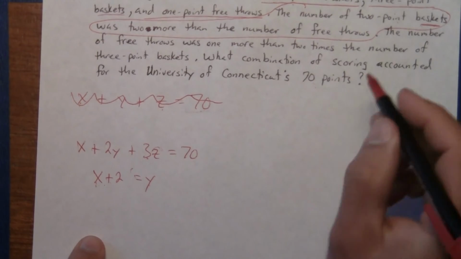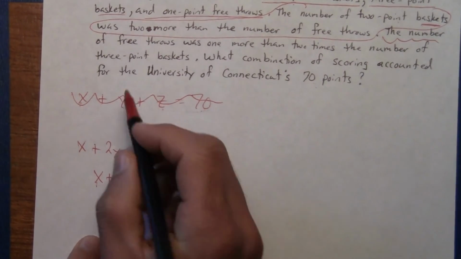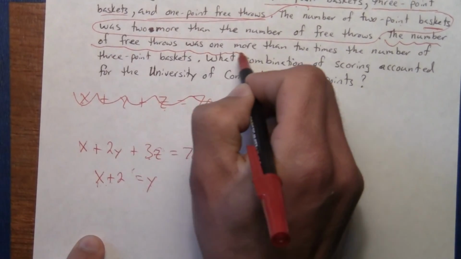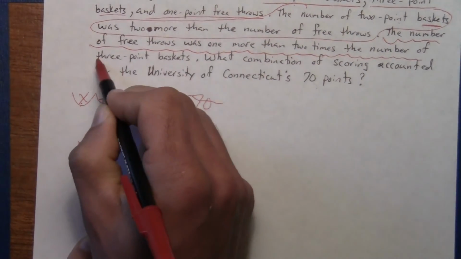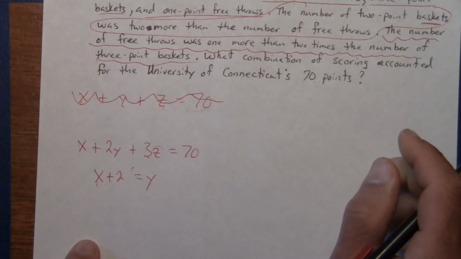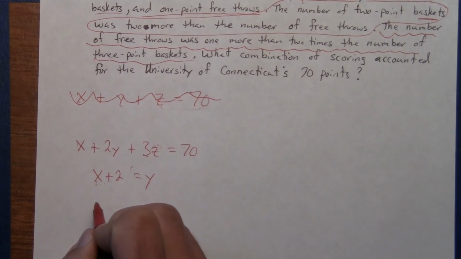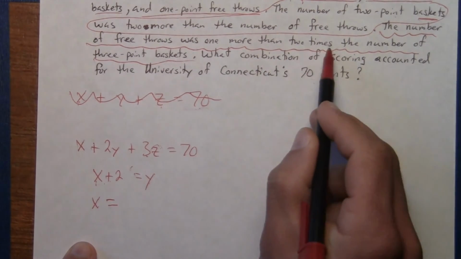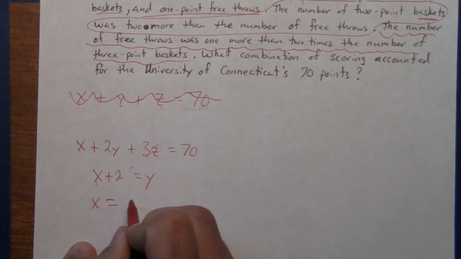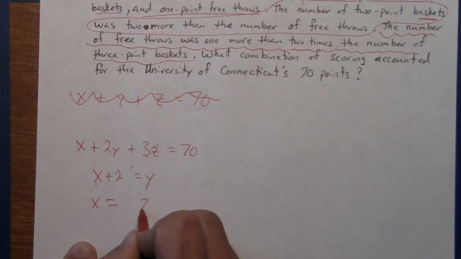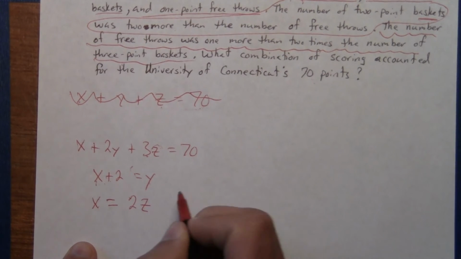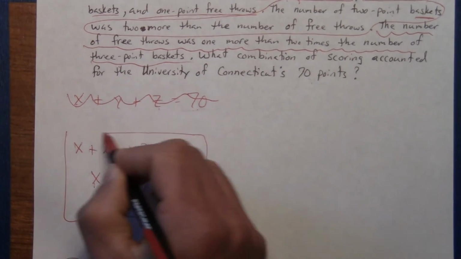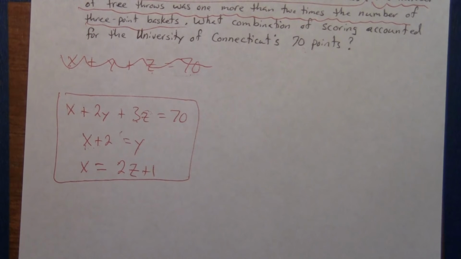Then you want to take a look at the third one. Because I have 2 equations, it doesn't matter that I don't have the third variable, it's okay. The number of free throws was 1 more than 2 times the number of 3-point baskets. So the number of free throws, which is X, is equal to 1 more than 2 times the number of 3-point baskets. Here's the number of 3-point baskets. It wants 2 times that, and then it wants 1 more than that. So those are the 3 equations that you would be looking for.